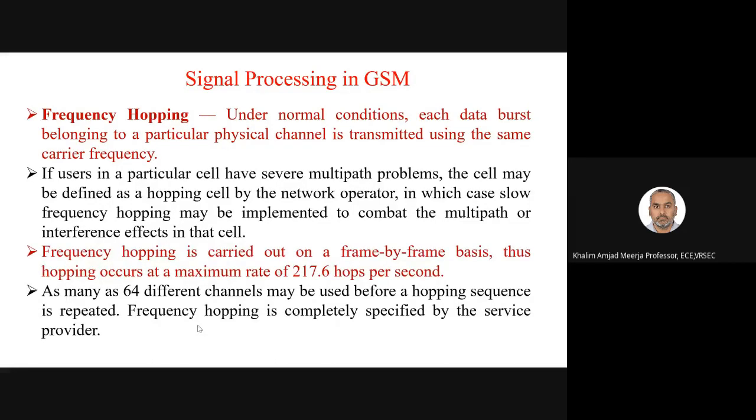Now, frequency hopping is carried out on a frame by frame basis. The hopping occurs at a maximum rate of 217.6 hops per second. You will use as many as 64 different channels for the hopping sequence, and the hopping sequence is repeated. So it is not a standard. The hopping sequence is completely specified by the service provider.